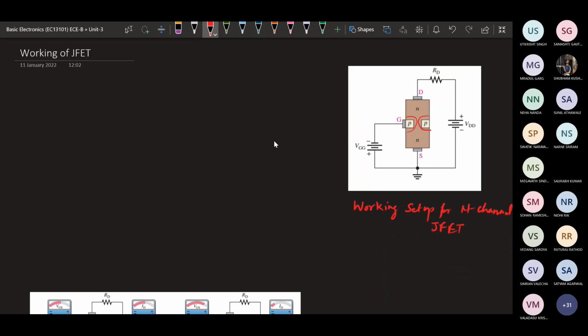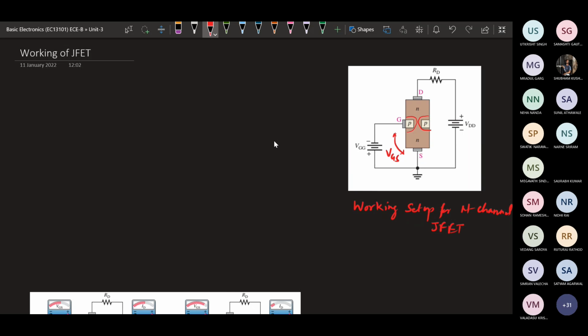So this VGG, or VGS we can say, is going to control the current. Here voltage is controlling the current, opposite to BJTs, where current controls the current. The main motive is to control the current through the applied gate voltage. So here we will start.